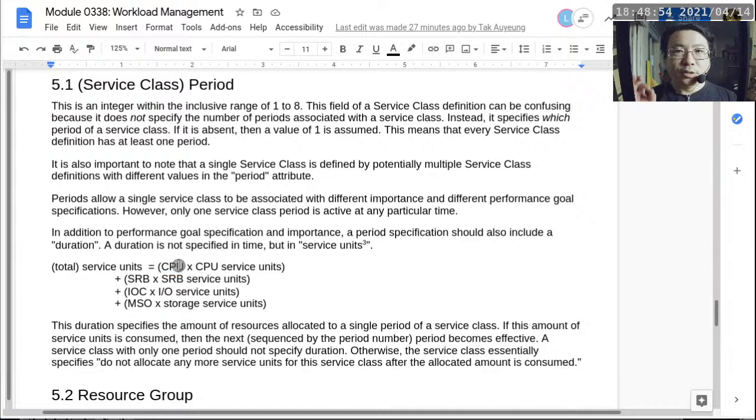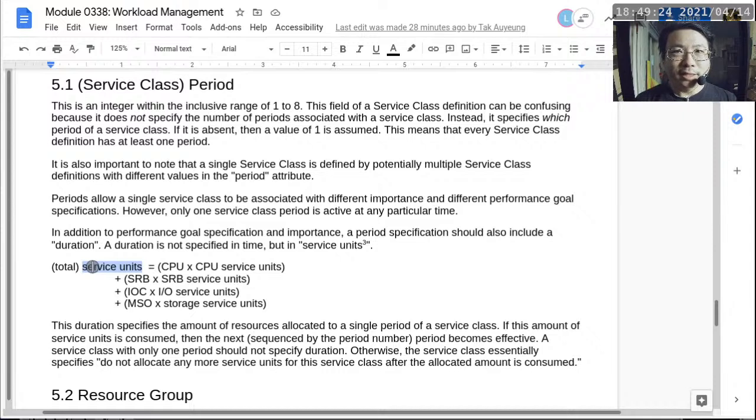the coefficients. So these things, the CPU coefficient, the SRB coefficient, the IOC, and the MSO coefficients, those are all specified system-wide in a different screen. Okay, so once those things are specified, then you basically just specify a single number and say, okay, when these things all add up to this much, then we move on to the next service class period.